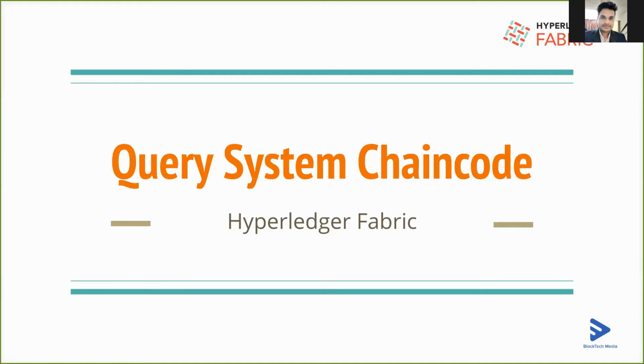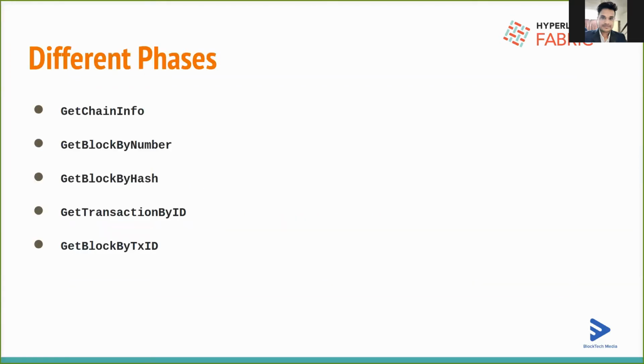So first, when we talk about the query system chaincode, we have a couple of methods in Hyperledger Fabric in the query system chaincode, and that is the system chaincode which is already available for invocation. There are a total of 5 methods available in the query system chaincode. First one is GetChainInfo, GetBlockByNumber, GetBlockByHash, GetTransactionByID, GetBlockByTxID. These are the 5 methods currently available in the QSCC, that is the query system chaincode.